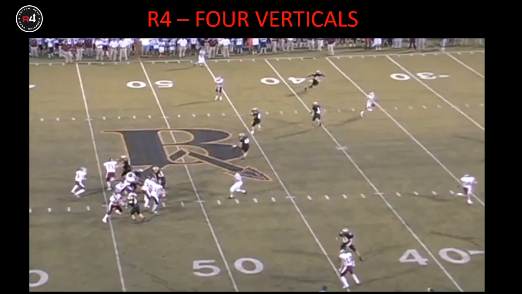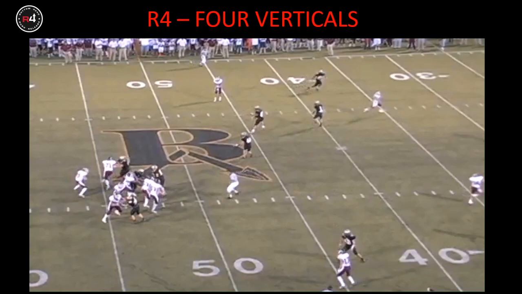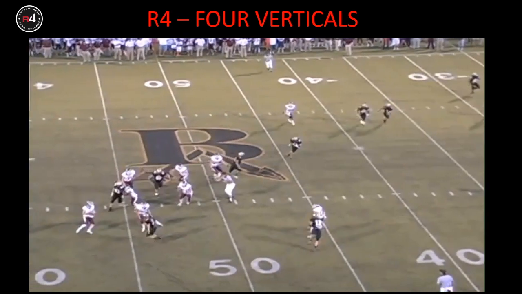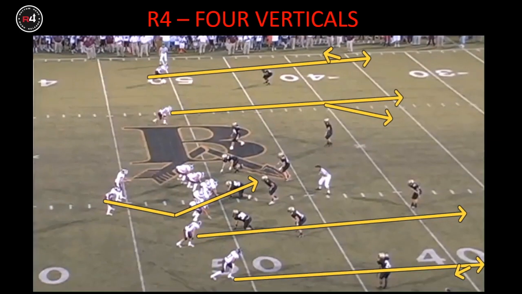So the quarterback doesn't get the look he was anticipating, the back doesn't get out, and so we get sacked as a result. Now let's go back and look at the same play and how it would have changed if we would have used the R4 process.